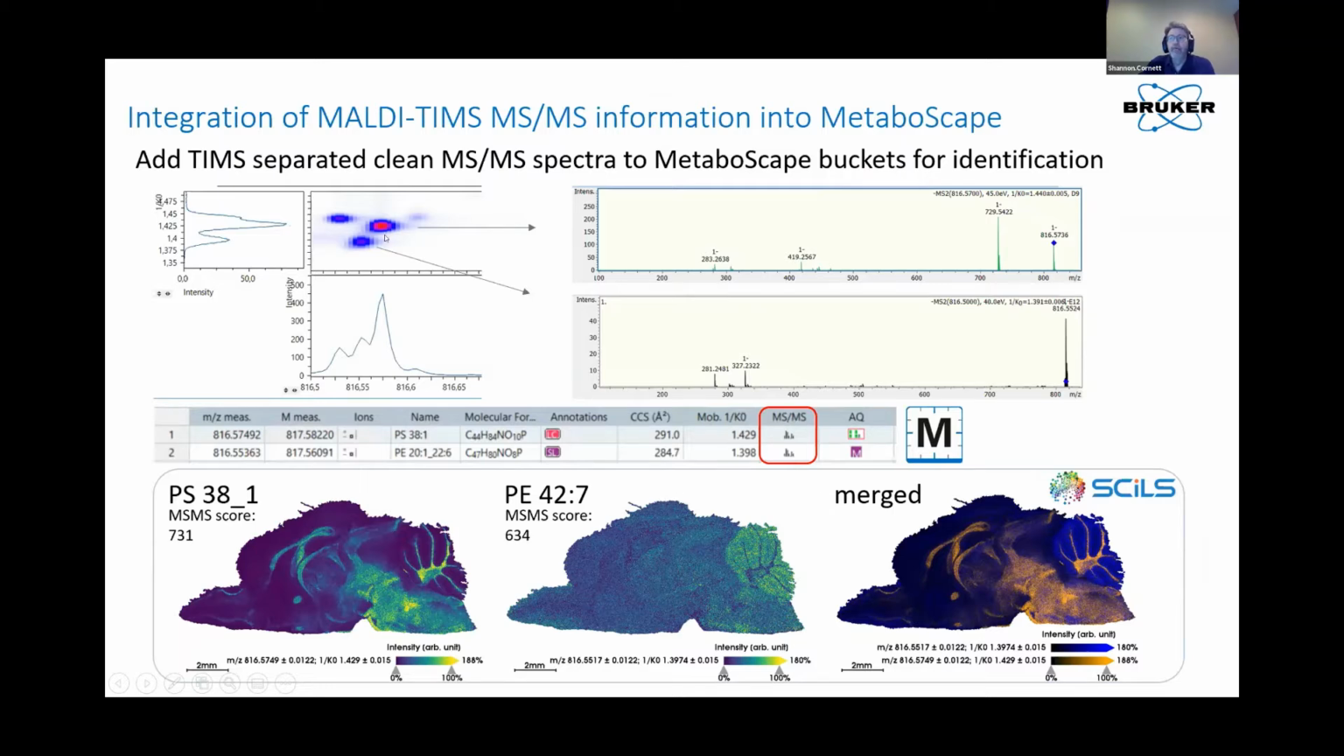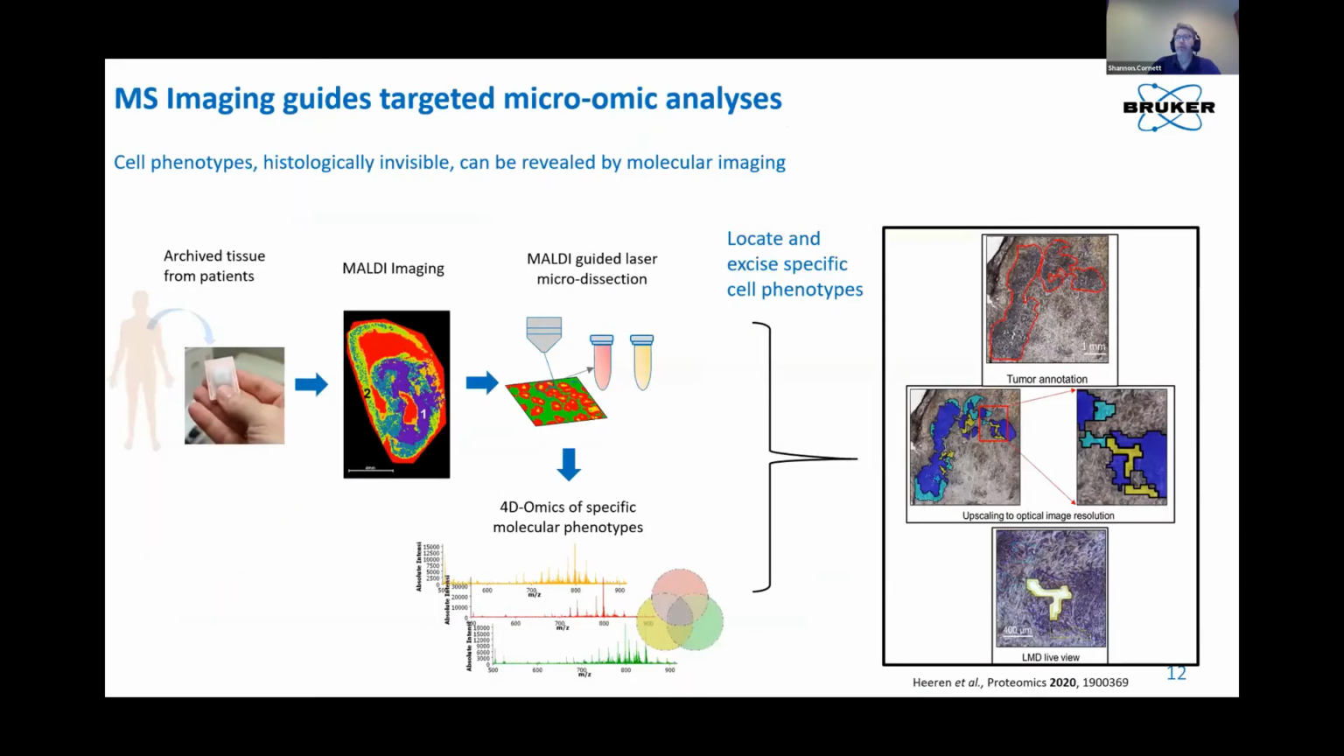Since we have mobility separated as well, we also have the ability to do fragmentation that is very specific to one particular CCS value. So we get that built-in enhancement. But the other aspect that this really brings into play is what we call spatial omics.